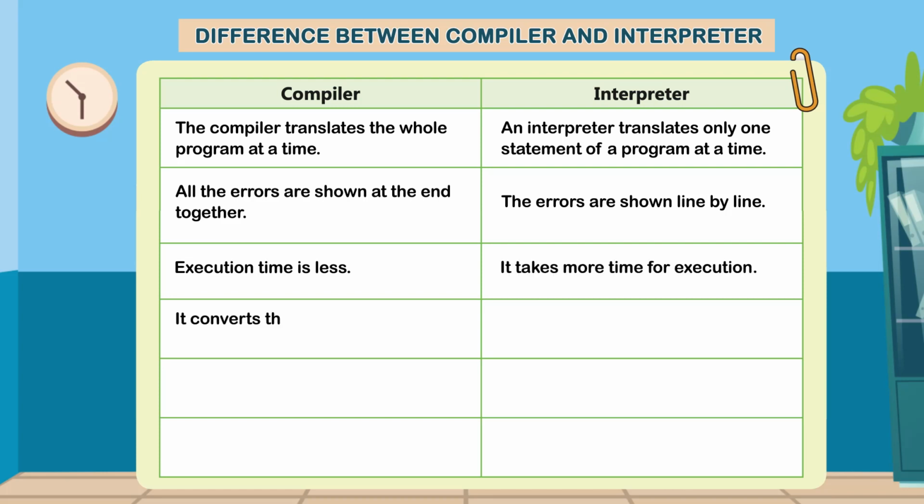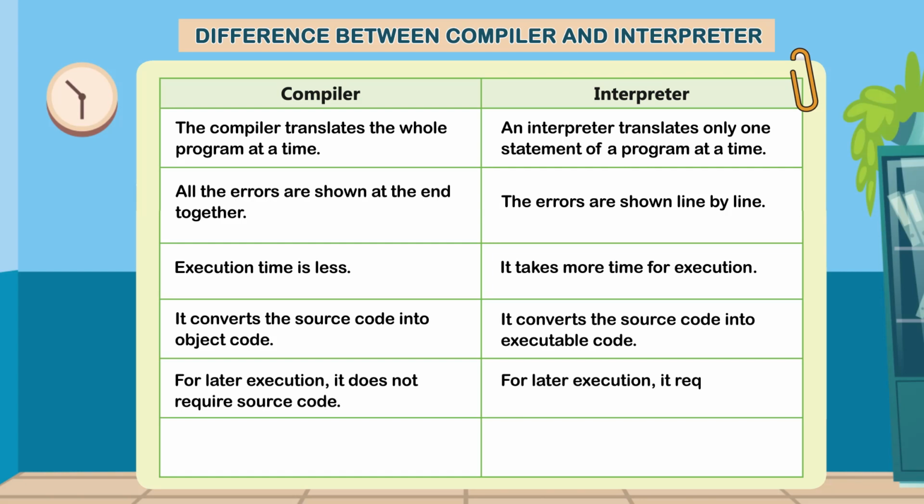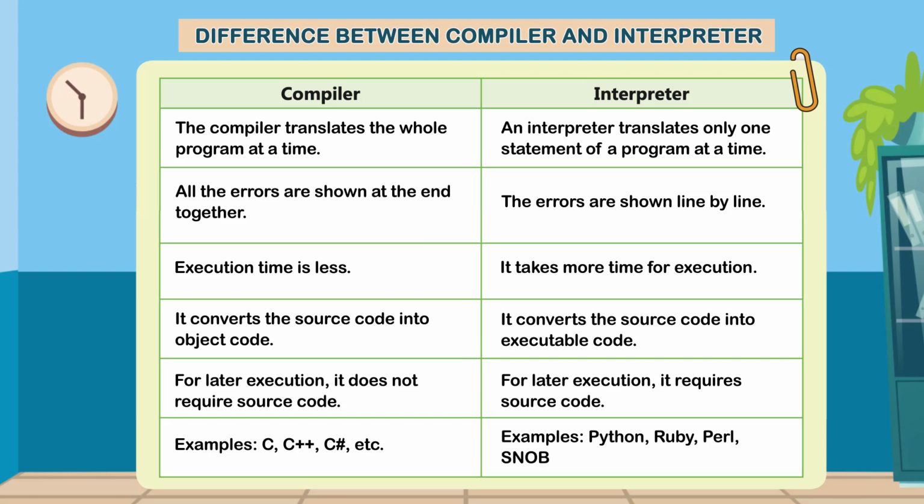The compiler converts the source code into object code. The interpreter converts the source code into executable code. For later execution, the compiler does not require source code, but it does require source code for an interpreter. Examples of compilers are C, C++, C#, amongst others. And examples of interpreters are Python, Ruby, etc.